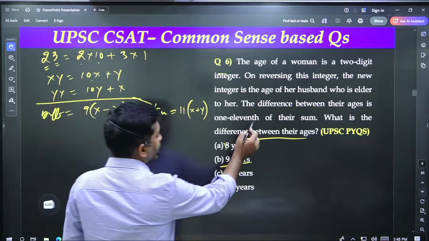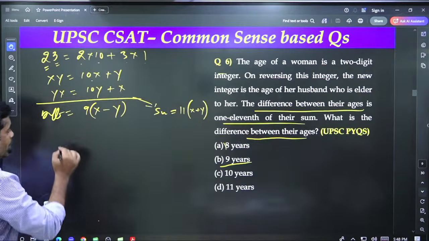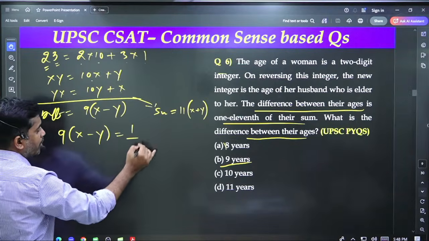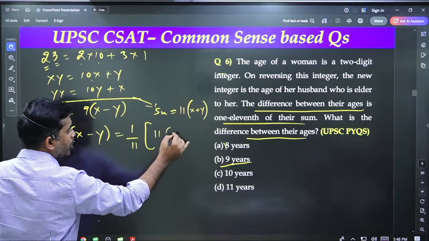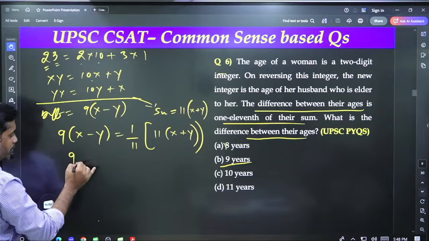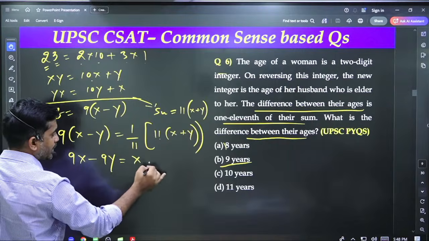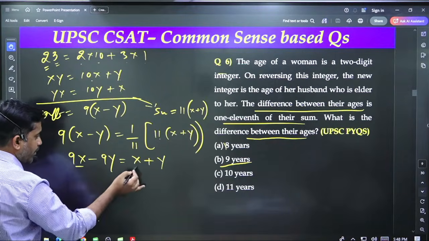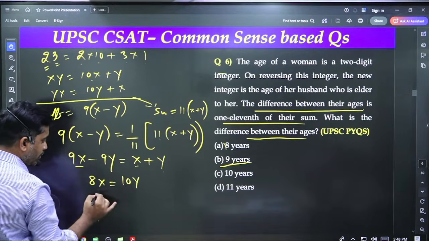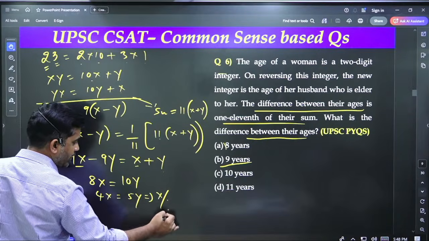What is given? The difference between the ages is 1/11 of their sum. Now the difference is 9 into (x minus y), equal to 1/11 of the sum, which is 11 into (x plus y). So the 11 cancels: 9x minus 9y is equal to x plus y. 9x minus x is 8x, y plus 9y is 10y. So 4x is equal to 5y. From this, x by y is equal to 5 by 4.